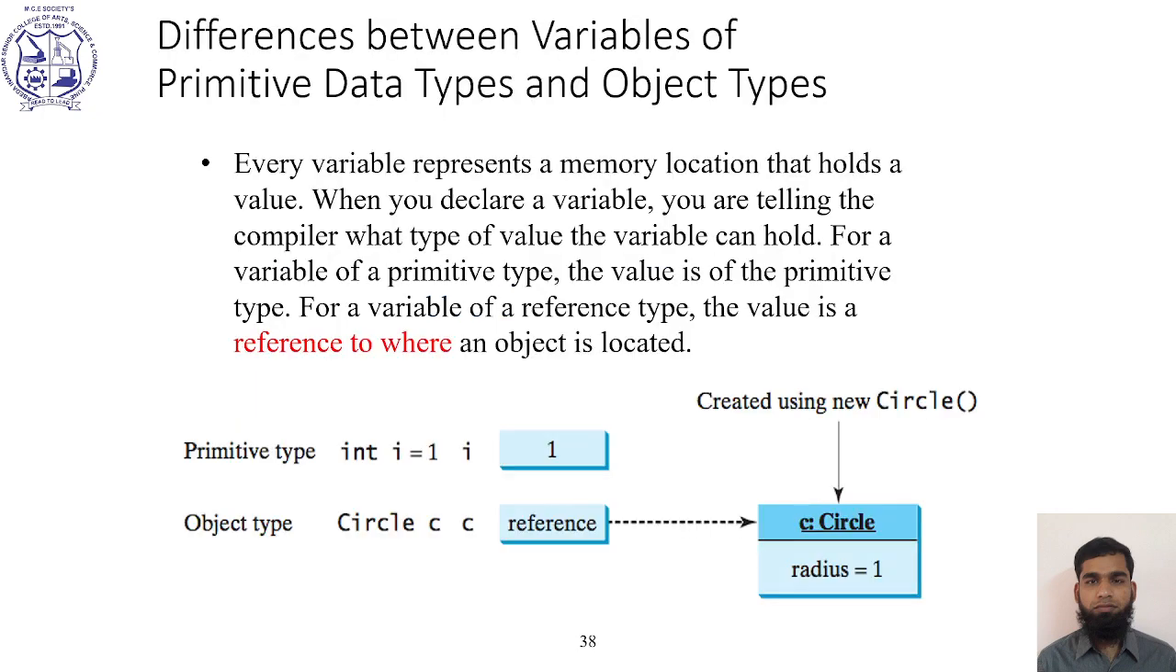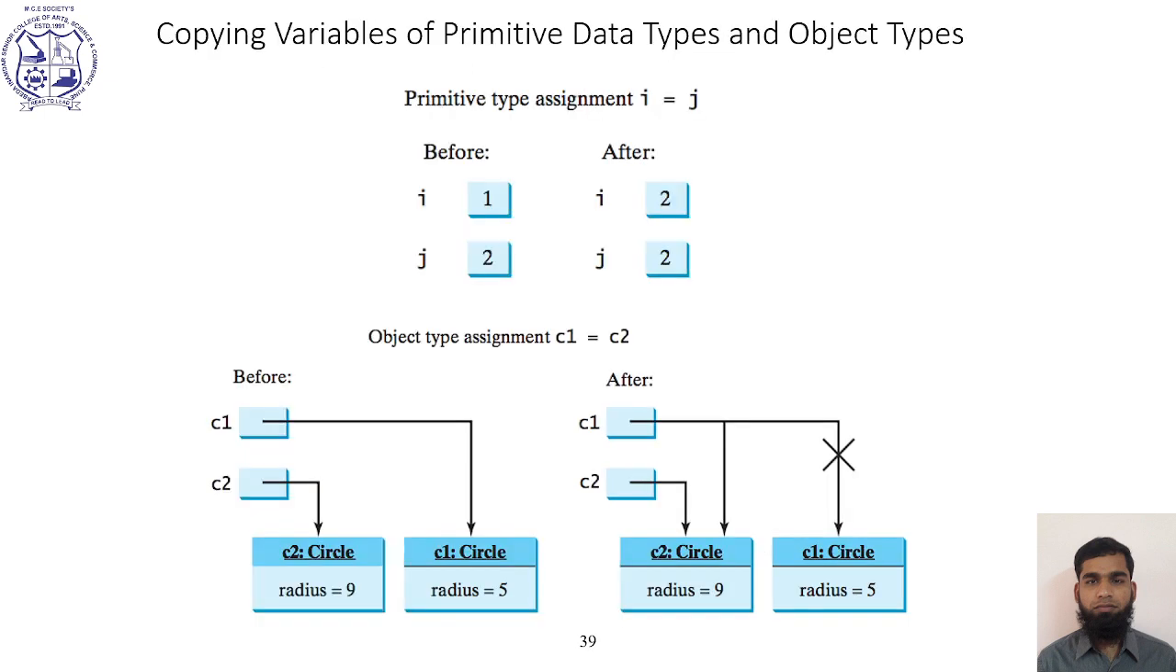Difference between variables of primitive data types and object types. Every variable represents a memory location that holds a value. When you declare a variable, you are telling the compiler what type of value the variable can hold. For a variable of a primitive type, the value is of the primitive type. For a variable of reference type, the value is a reference to where an object is located. It means we are referring to the object. In primitive data type, we can directly initialize the values to the variable.